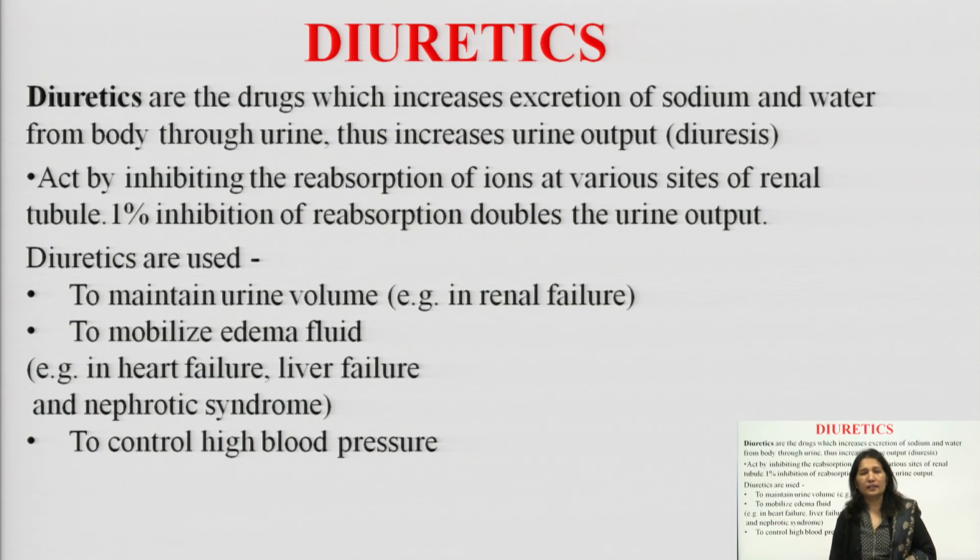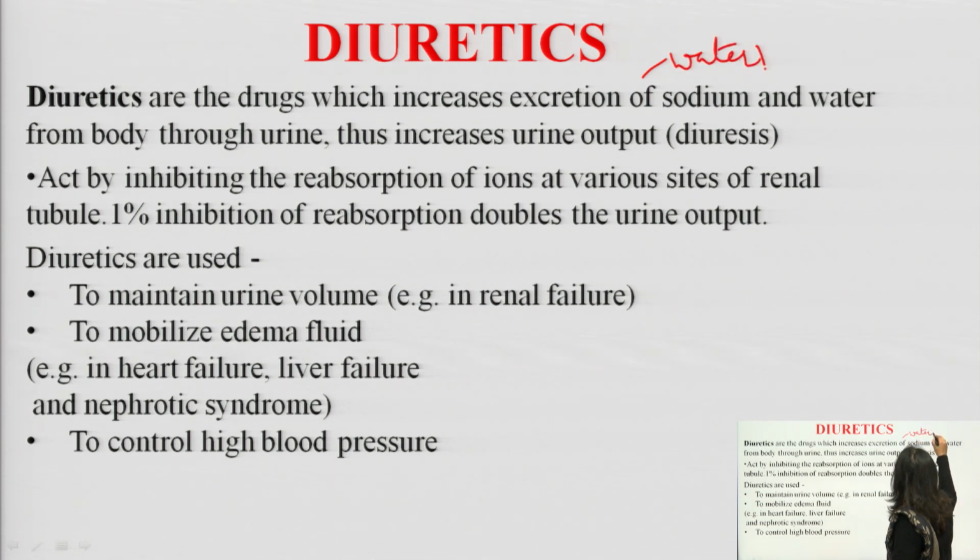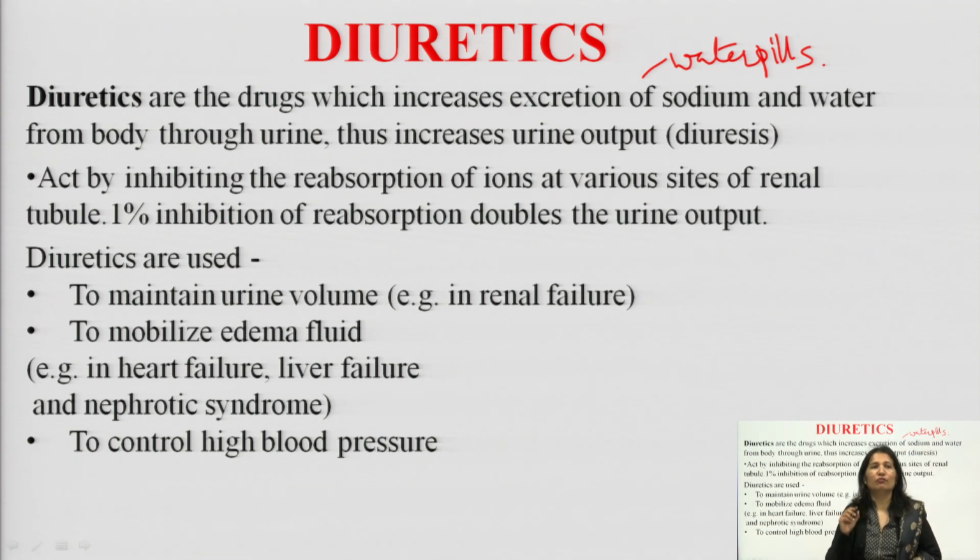So next is diuretics. Diuretics are the drugs which increase excretion of sodium and water from the body through the urine. Thus they increase urine output. We also call them water pills. So they promote excretion of water by acting on different parts of the nephron, which we have just seen.